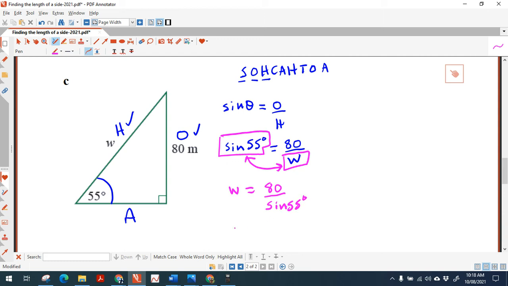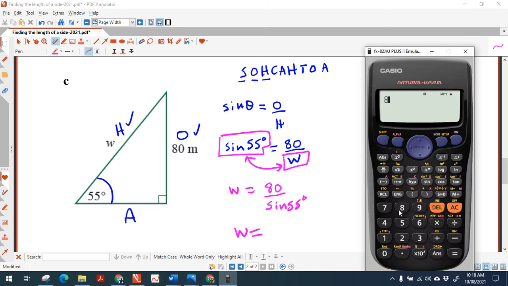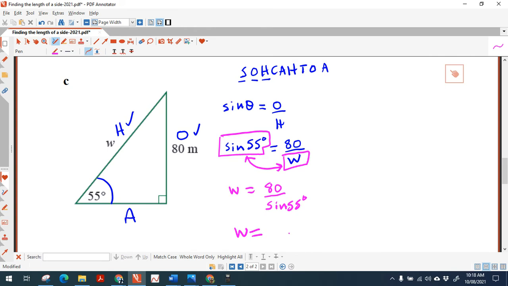Okay, now let's work that out in the calculator. It was 80 divided by sine 55. 80 divided by sine 55. No need for the degrees button. And then equals 97.66 to 2 decimal places. That's meters. So let's write the answer down, 97.66. Right, now we should use the approximation symbol. Actually, we should have done that in all the others because we're rounding.